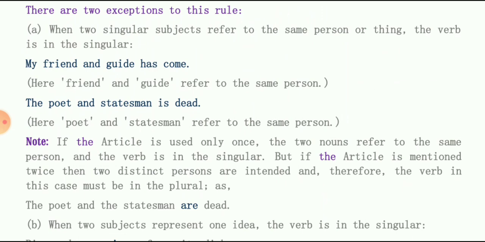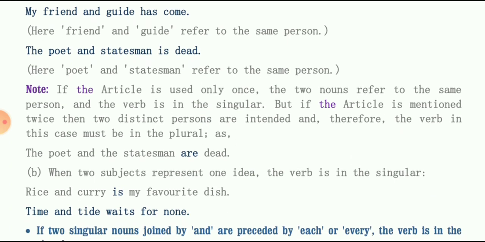Here you can understand. When two subjects represent one idea, the verb is in the singular. Like, rice and curry is my favorite dish. Actually rice and curry are two different nouns but denote the same idea, one idea. That's why we'll use a singular helping verb. Time and tide wait for none. So here time and tide shows one thing, one idea. That's why we have used the singular verb waits.